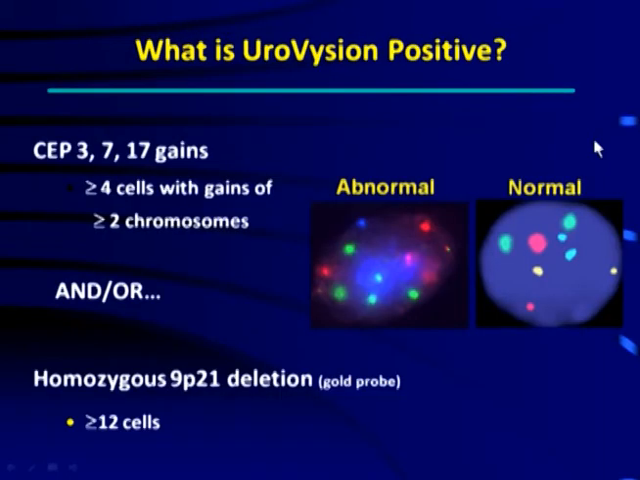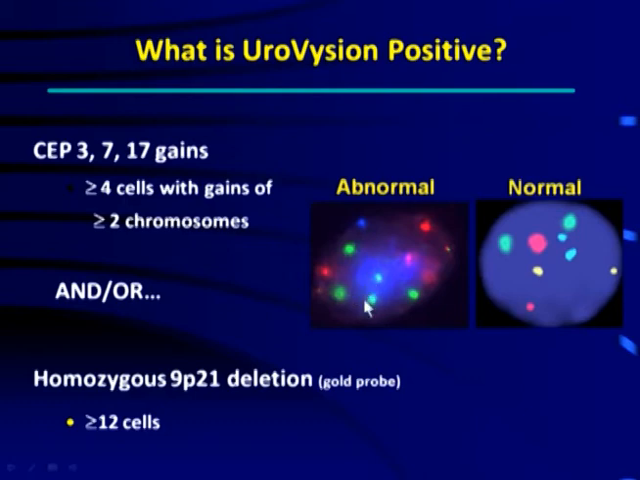In review, what is a UroVision positive? Greater than or equal to 4 cells with gains of greater than or equal to 2 chromosomes. It's possible all 3 may be present in extra copies. In this case, it looks like that's not the case. 1, 2, maybe 3, 4 red. 1, 2, 3, 4 green. 1, 2, 3, 4 green. Maybe 5 green. And I only see 1 blue, and I see no gold.